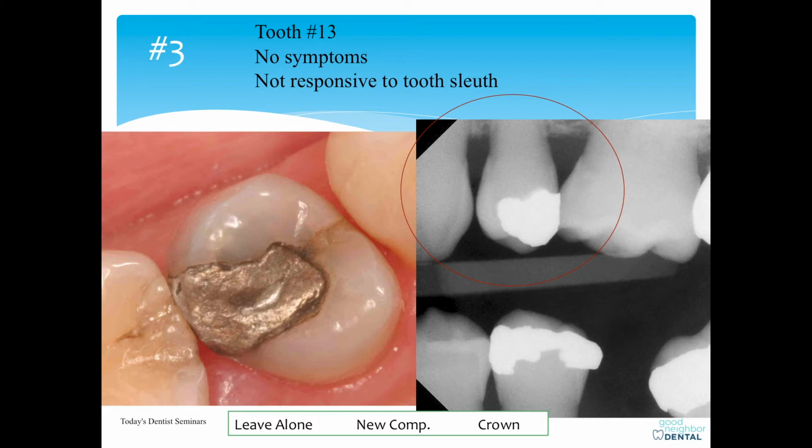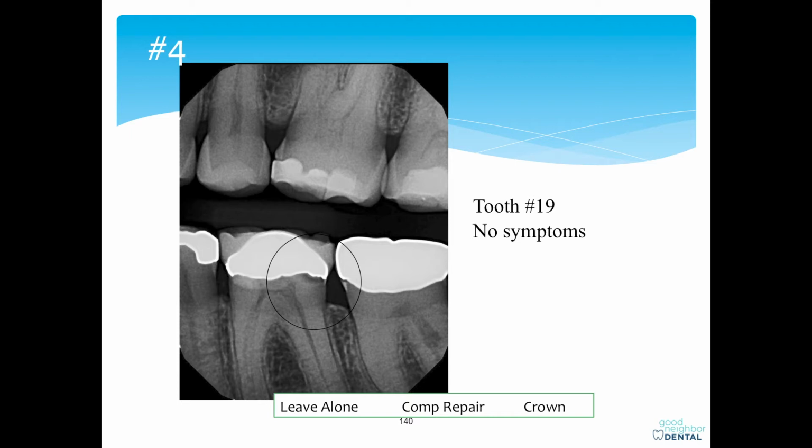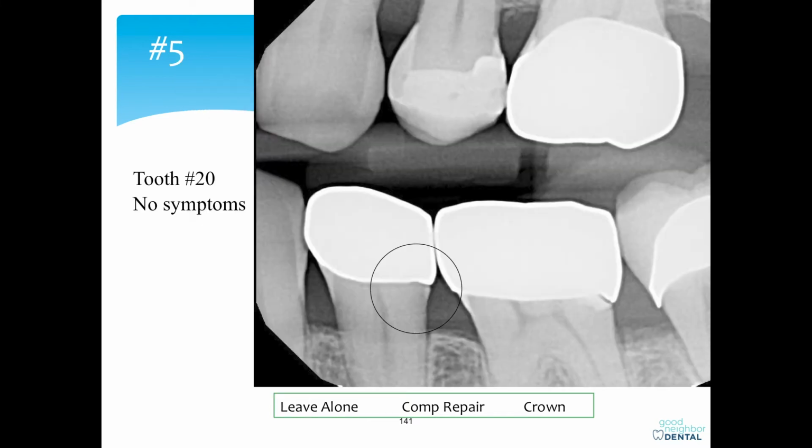Number 13, there's no response, no symptoms at all. Again, the tooth is not responsive to the tooth sleuth. Do you leave it alone, new composite or crown? Tooth number 19, again, no symptoms at all. What's going on there? Do you leave it alone, do a composite or a crown? Same question, different tooth.